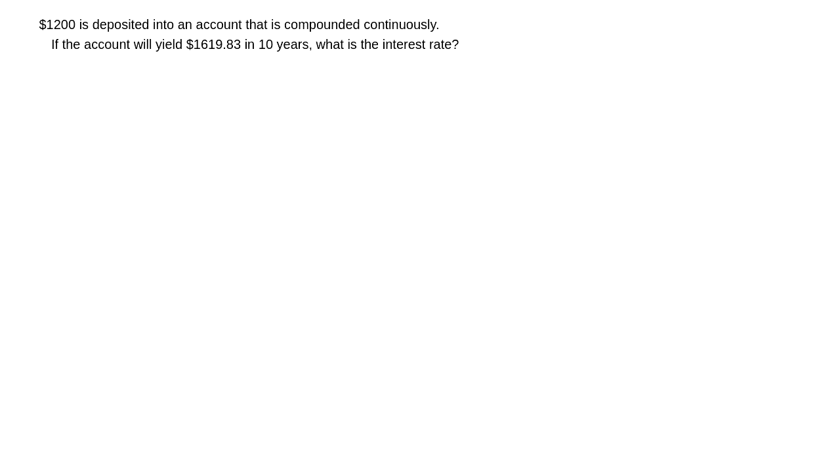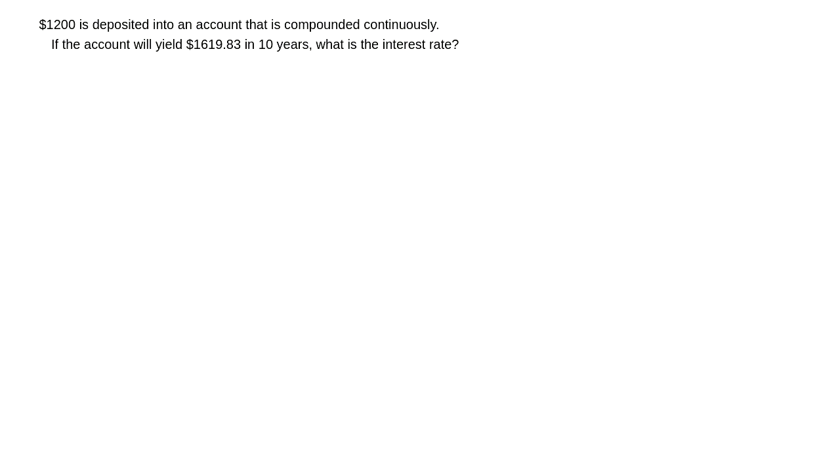In this session, we'll look at another example of an exponential equation application problem. This one says $1,200 is deposited into an account that is compounded continuously. If the account will yield $1,619.83 in 10 years, what is the interest rate?